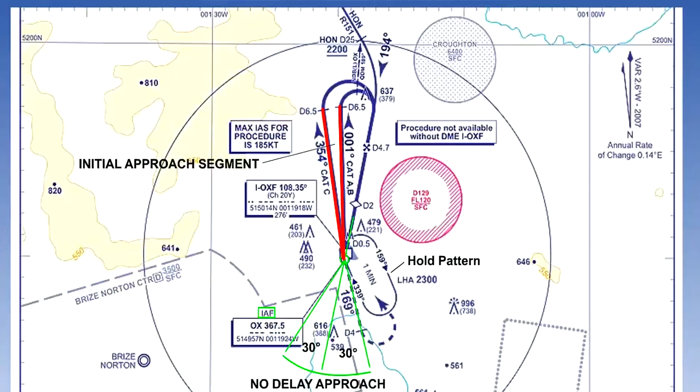The procedure in Oxford requires the aircraft to fly outbound from the NDB on a track of either 001 degrees for a light aircraft or 354 degrees for a jet to a distance of 6.5 nautical miles. This phase of the flight is called the initial approach segment.